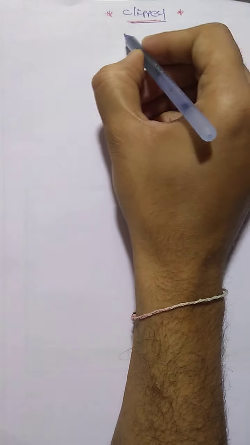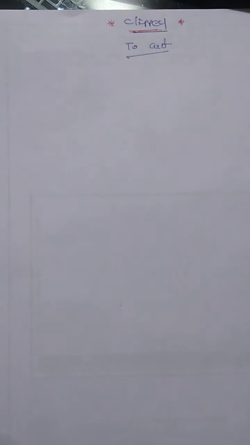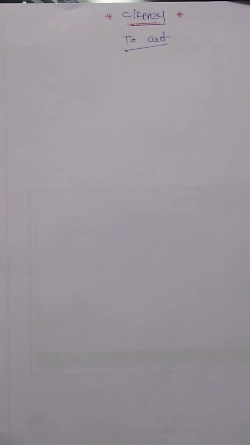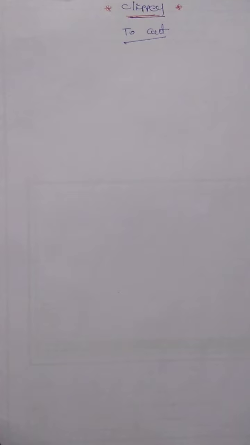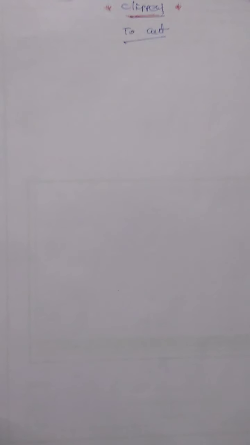Clipper means to cut. So a Clipper circuit behaves such that when an input cycle is present, some part of the output cycle will be cut. So according to the Clipper circuit, if the input cycle is positive or negative, at the output side only one cycle is present. First let me tell you what a Clipper is, then now the classification of Clippers.